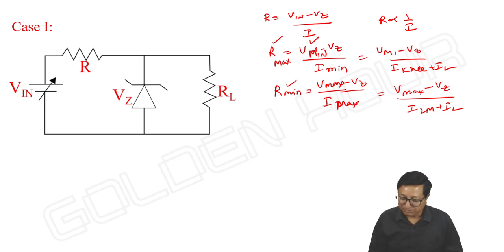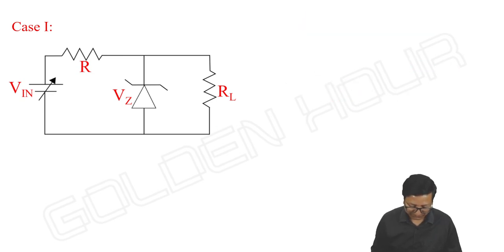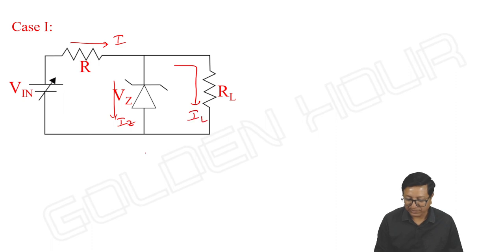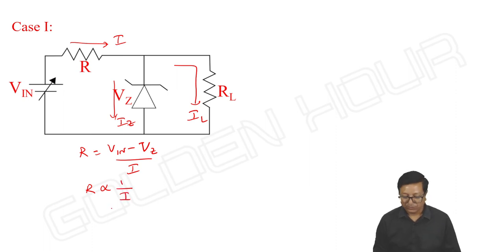Okay. So my concern here is, I will write it in much better way. I, Iz, IL. So we know R is equal to V in minus Vz by I. R is proportional to 1 by I. Right? It is an inverse relation. So R max comes from I minimum and R minimum comes from I maximum.